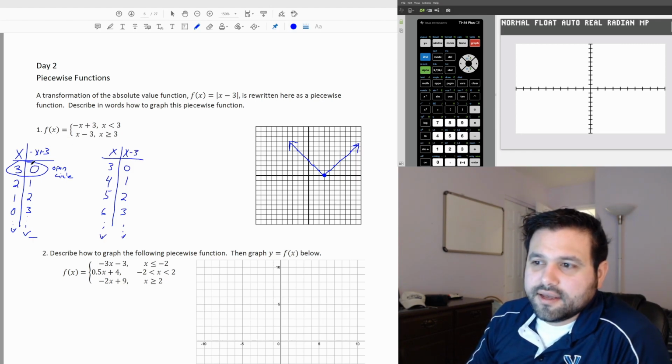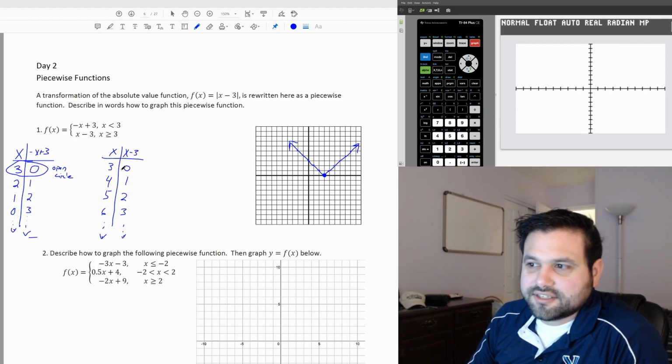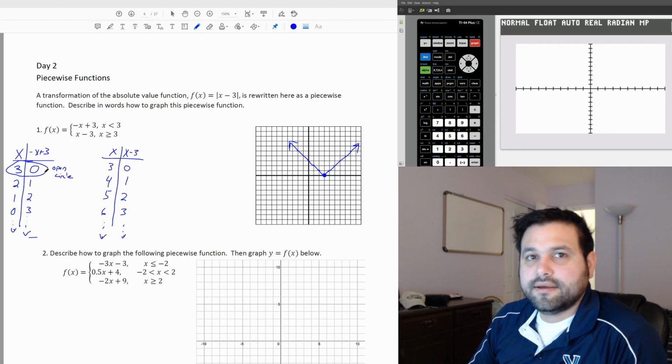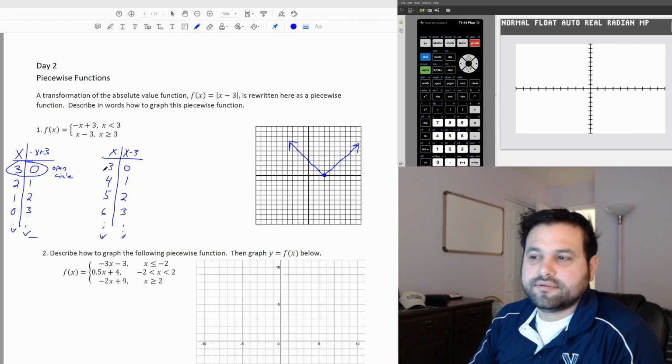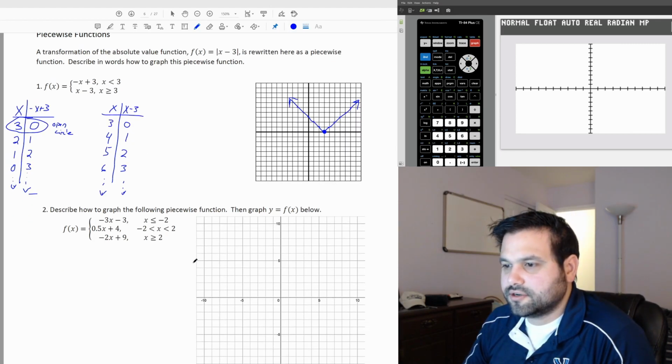So that's why in this one, with this x of 3, I can't include it over here because it's already included over here. And I can't have repeated x values. So that's why one of them is an open circle. The other one is a closed, filled-in circle.